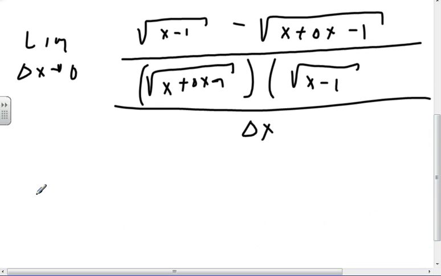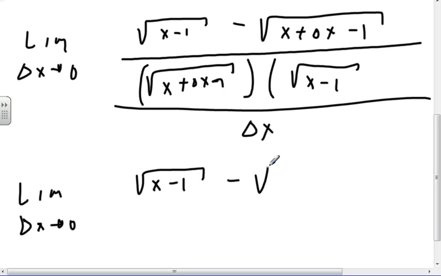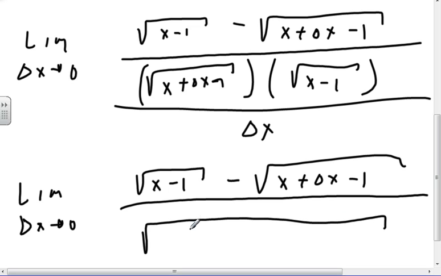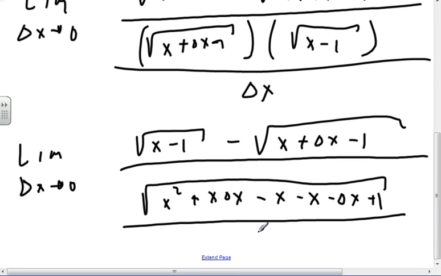Alright. Limit as delta x goes to 0. Now it looks like I still have the square root of x minus 1 on top, minus the square root of x plus delta x minus 1, divided by, I'm going to have to multiply these guys out, the square root of x squared plus x delta x minus x minus another x minus delta x plus 1, divided by delta x.